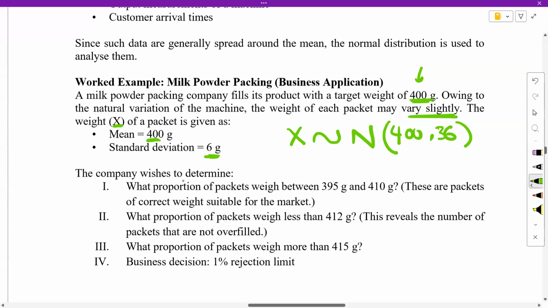The company wishes to determine what proportion of packages weigh between 395 grams and 410 grams. The company wants to know the probability that the milk packets are between 395 grams and 410 grams. So how can we find it? Now, the values are given as X values. We have to convert them into a standardized format, that is Z values.